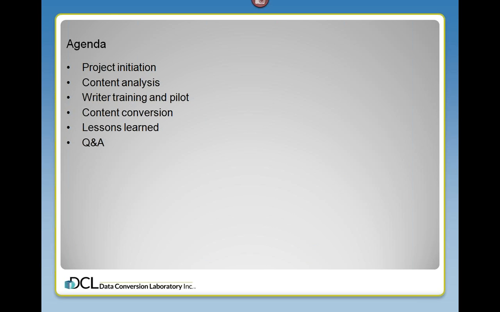Today I'm going to talk about a case study where a company I worked for had to convert its content to XML, specifically Darwin Information Typing Architecture, or DITA. I'd like to tell you how the project got started, and then describe the major areas: content analysis, writer training and pilot, and content conversion, where we needed outside help, where we needed trusted partners to help us convert our content. Then I'll conclude with lessons learned, and as Adam mentioned, we'll have a Q&A at the end.